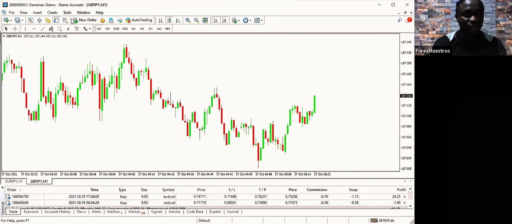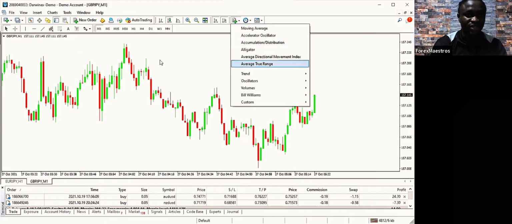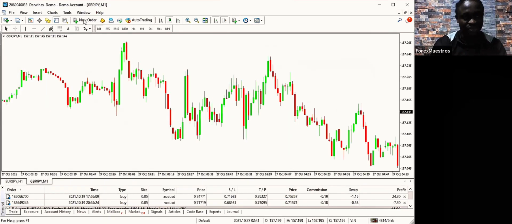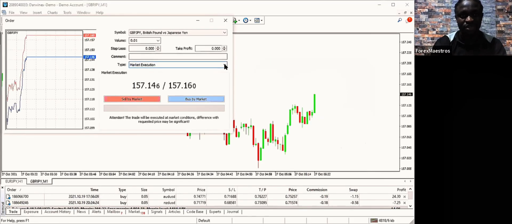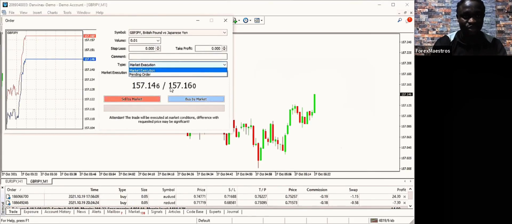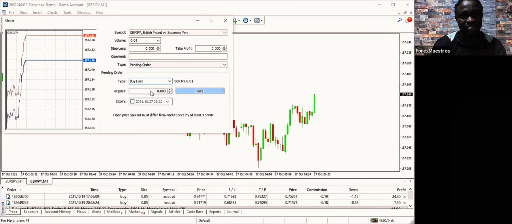Just to recap, I've shown you all the tools. Where do you get your indicator? You go to indicator list, go to your moving average, and you get your indicator. How do you enter an order? You click on new order. You have two types of orders, market execution, and then pending orders. I've told you what pending orders are. You have buy limit, sell limit, buy stop, sell stop.